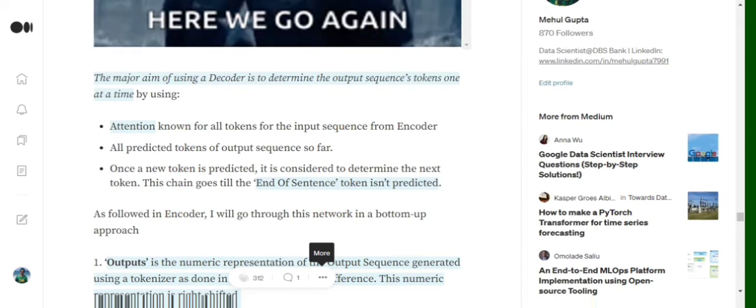In that case, the decoder would be using the attention from the encoder as well as the previously predicted token. So in the first iteration, nothing would have been predicted, right? Once we are able to predict the first token, then when predicting the next token, we would be using the previous token as well as the attention coming from the encoder. So we'll understand what is happening before feeding in the output.